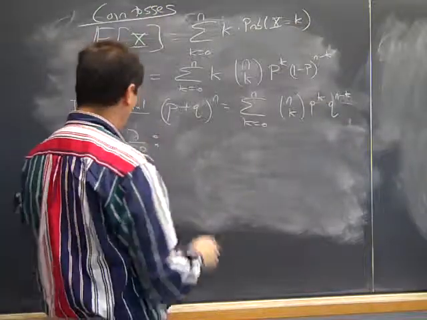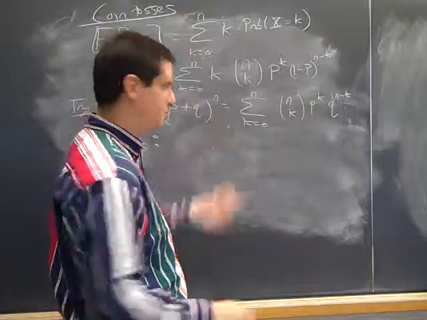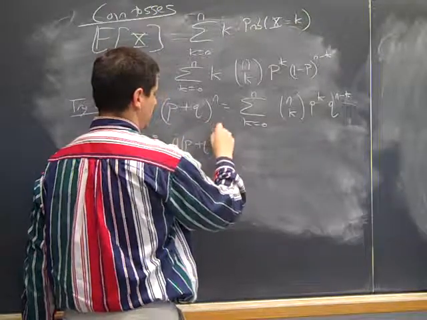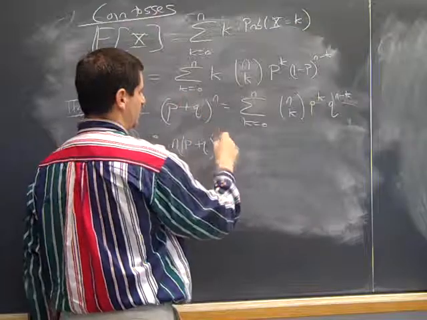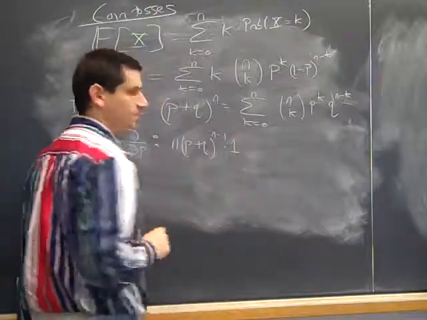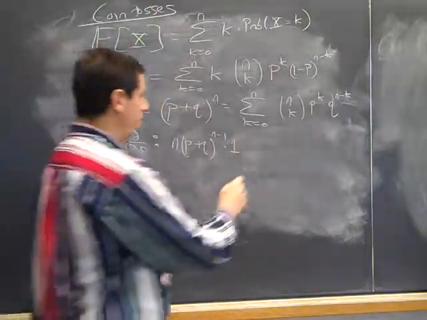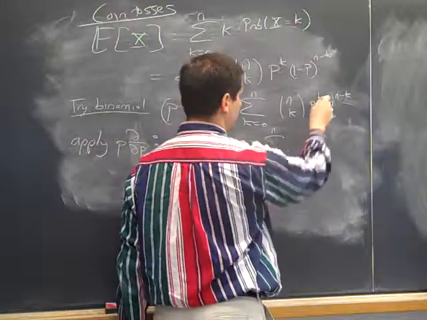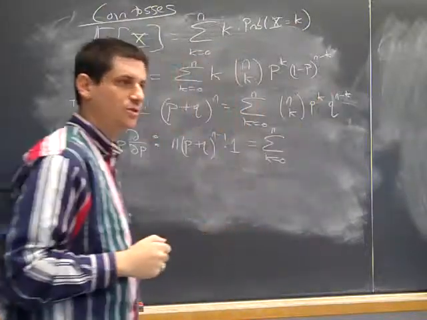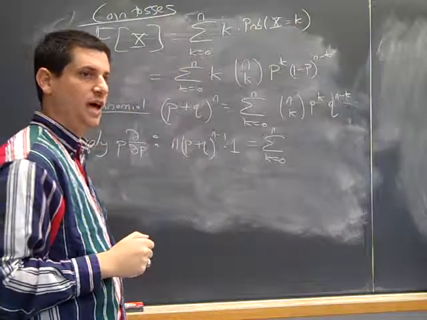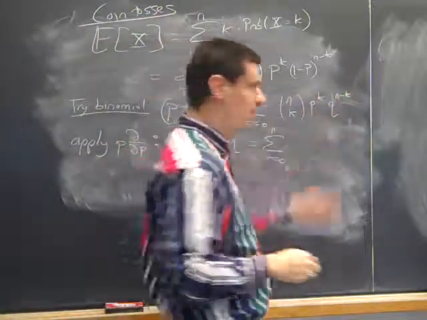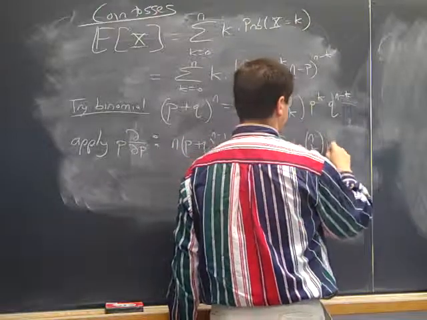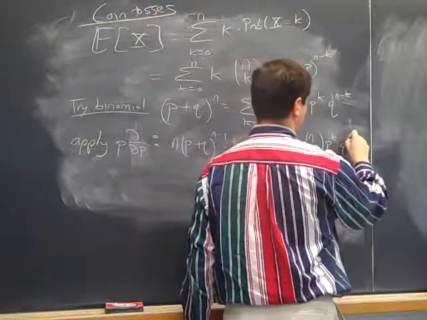Alright, so if we apply the derivative with respect to p on the left, we get n, p plus q to the n minus 1, and the derivative of p plus q with respect to p is just 1. On the right-hand side, we get the sum, k goes from 0 to n. Now I apply partial with respect to p and multiply by p. I can pass that through the sum, and I'll just get k, n choose k, p to the k, q to the n minus k.